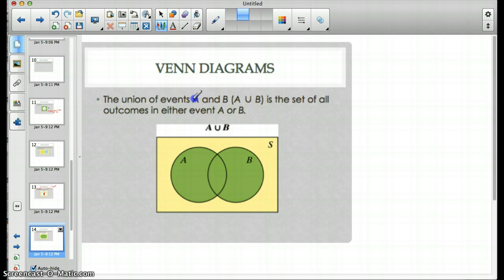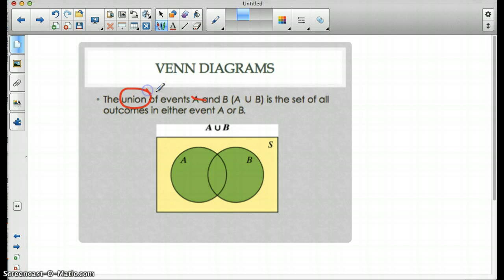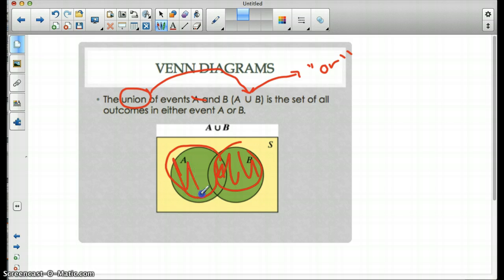Okay. And then a union. The union of events A and B is going to be shown with that symbol. That symbol is actually going to be read as an or. It is the set of all outcomes in either events A or B. And so everything included in both circles, including their overlap, is spoken about here.